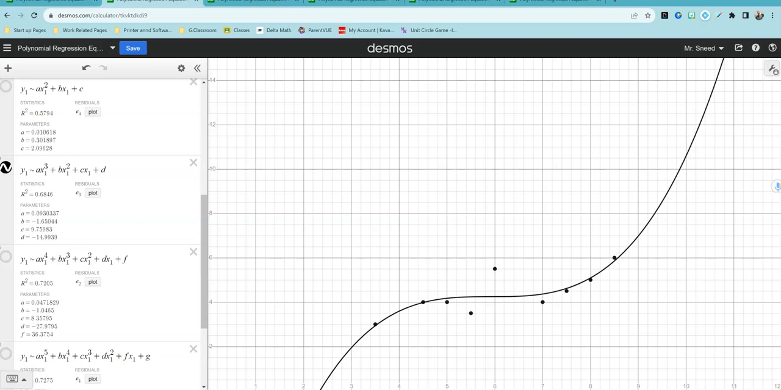Its R squared value is 0.68. Quartic has a better R squared value, but quartic doesn't model the information that we see here. Okay, this starts low, has some waves, it ends high, so we're going to go ahead and go with cubic on this one. Okay, so we're going to go ahead and transfer our information again.